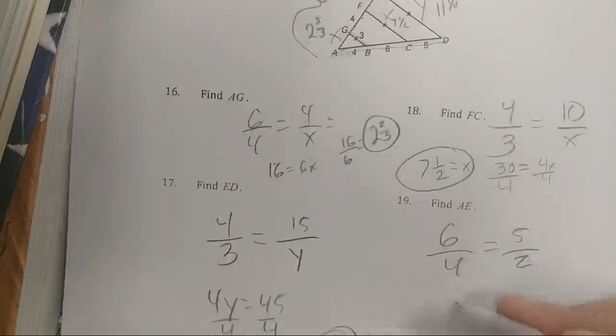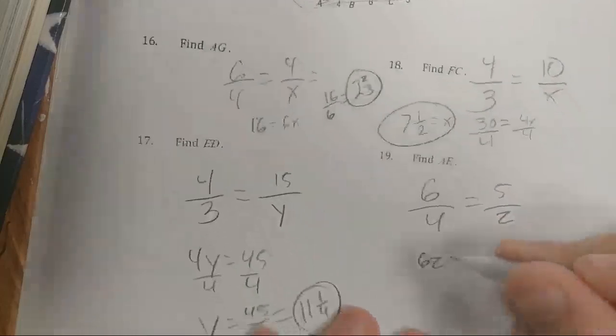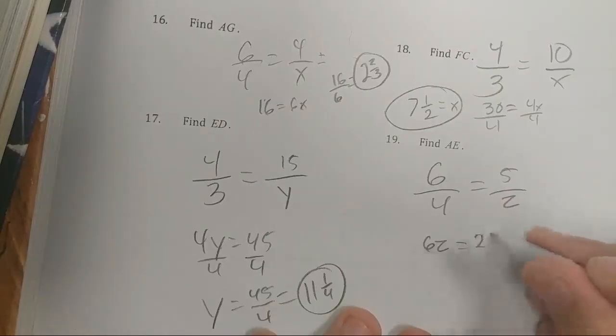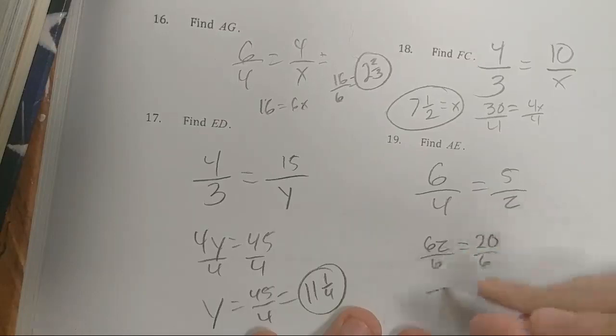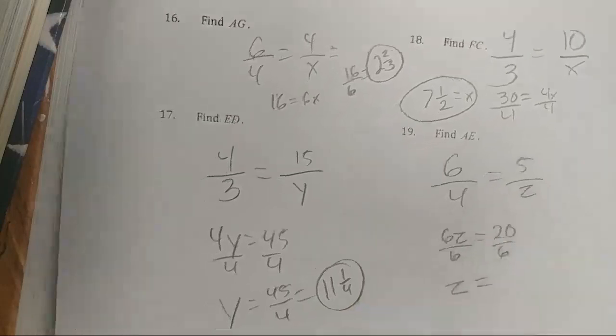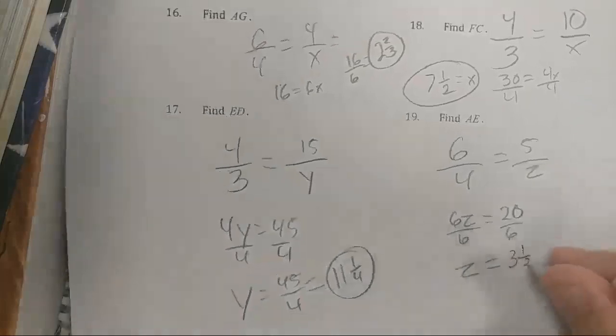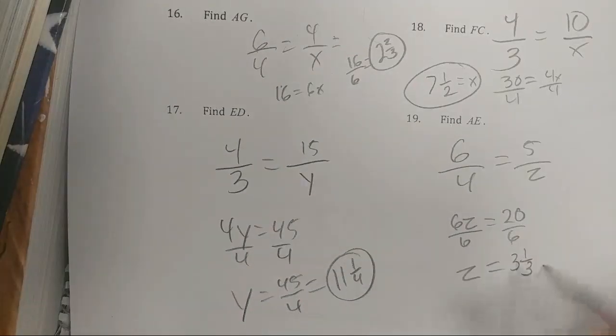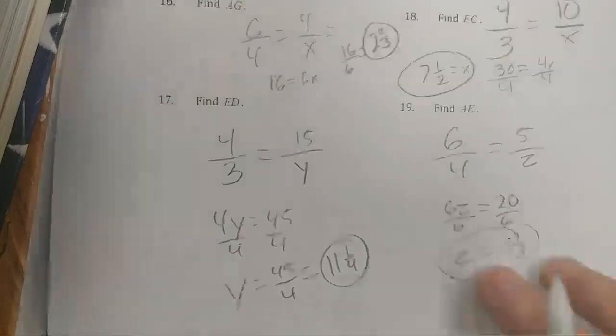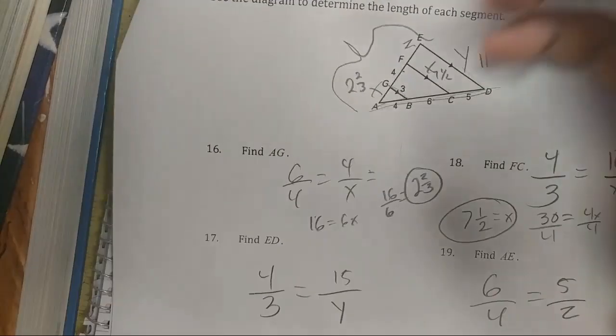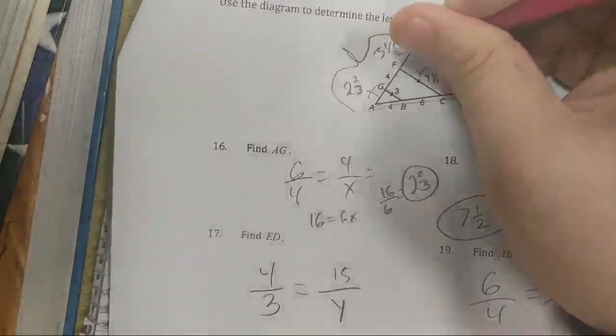So that is 6Z. Is that on camera? Good. 6Z equals 20. Divided by 6, divided by 6. Z equals 20 divided by 6, which is 3 and 1/3. So that's Z. But that's not my final answer because I need to find the whole line. So this is 3 and 1/3.